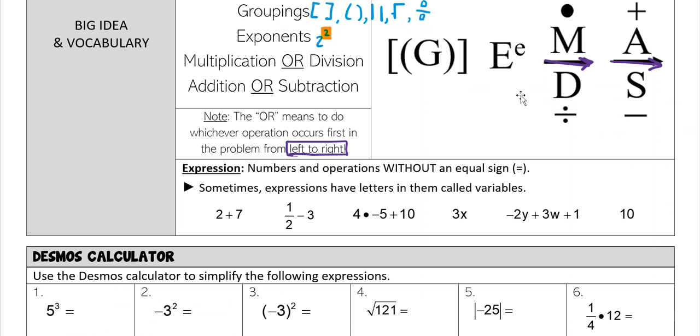And we're dealing with expressions now, and these are things without an equal sign. So if we look at this, there's no equal sign in any of these. They can have numbers, they can have variables, which are the letters, they can have operations, they can have signs, but there's never any equal sign. So an expression is anything here without the equal sign.